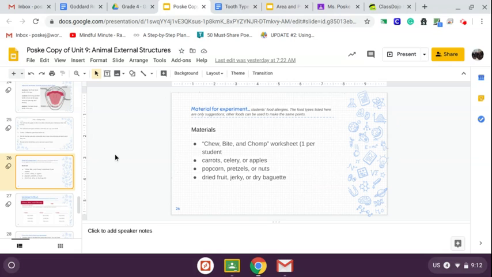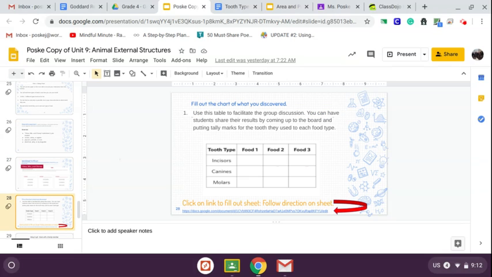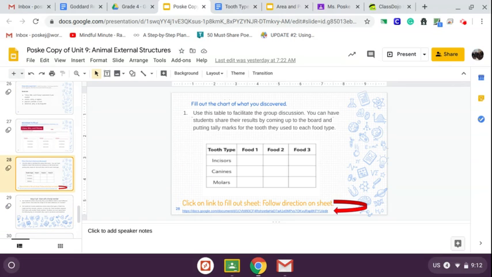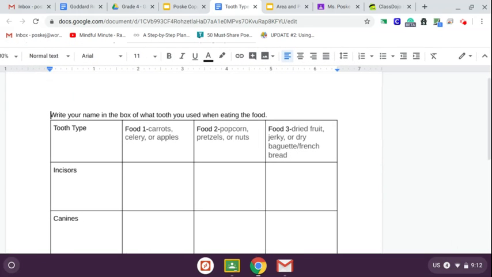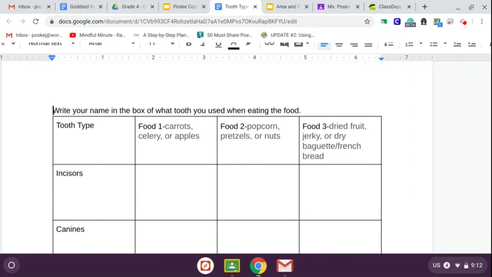So the materials that you're gonna need are the chart, a pencil, and whatever food you have to eat with you. And this is what you're going to use, and I'm going to give this to you in the assignment. This is the table that you're going to use. This is like a checklist you're going to use. So what you're going to do is write your name in the box of what tooth you used when eating the food.